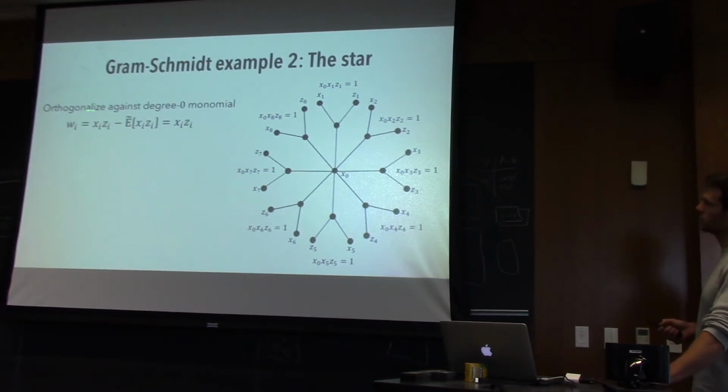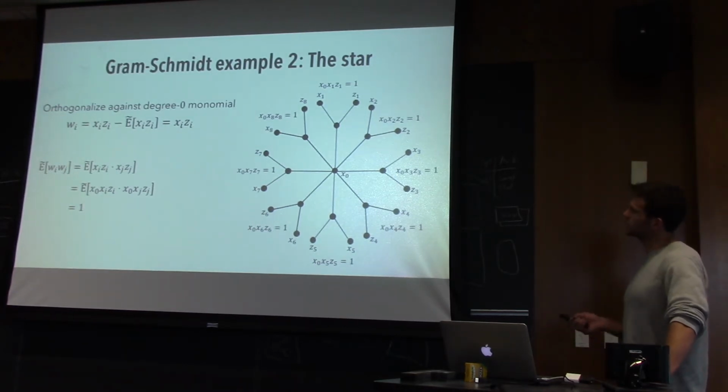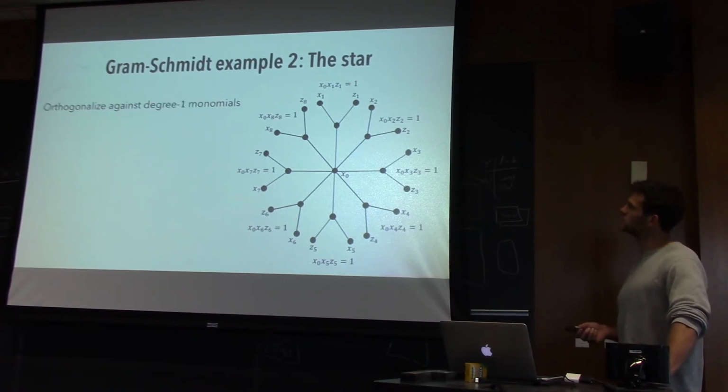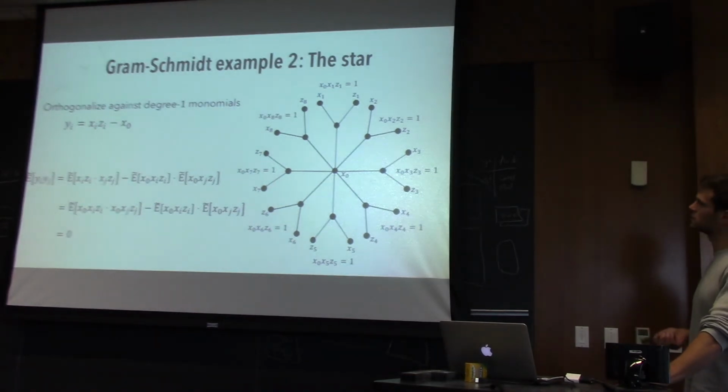So what happens here? Try orthogonalizing against the degree 0 monomials. You get these as your basis functions. You look at their dot product, and you see that you get 1. So that's not orthogonal. So now, of course, what you should do if you're running Gram-Schmidt is orthogonalize against degree 1 monomials. If you do that, you get this guy. And now things work. You get 0. You can keep doing this.